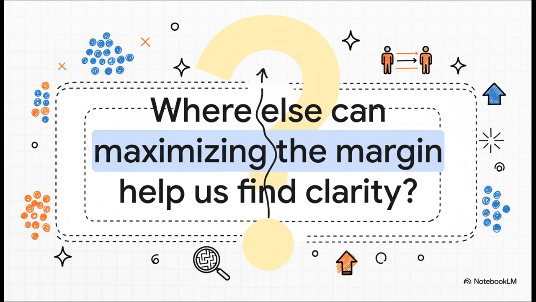So in the end, it all comes back to this one beautifully simple concept. Find the widest, safest path you can between different groups. The support vector machine is just one incredible application of this idea. And it kind of leaves you with a final thought, right? Where else in our lives, in business, in science, or even just in our daily decisions, can this powerful idea of maximizing the margin help us find a little more clarity in a really complex world?